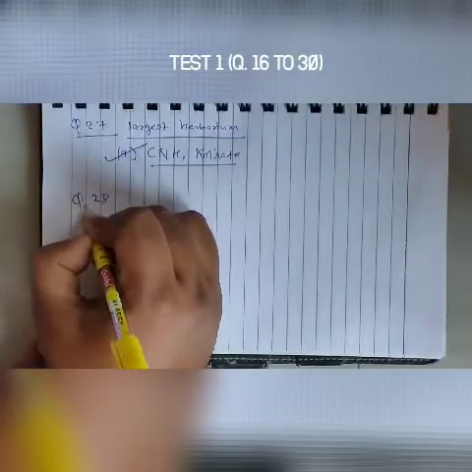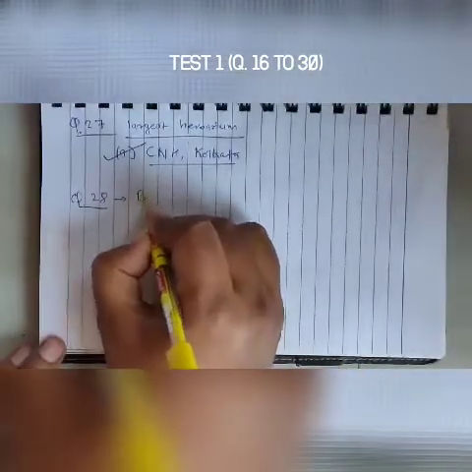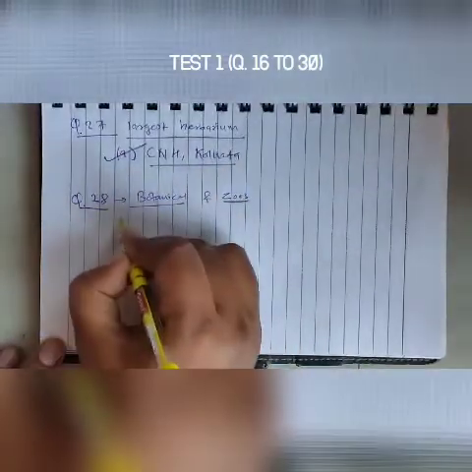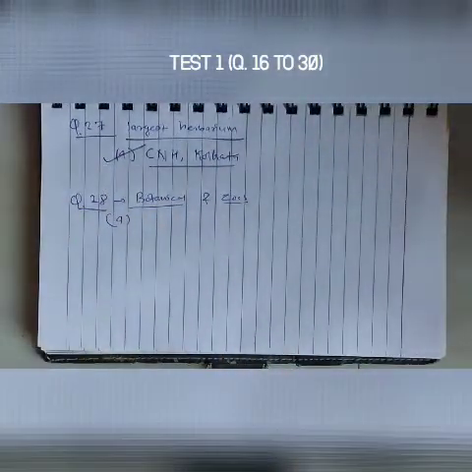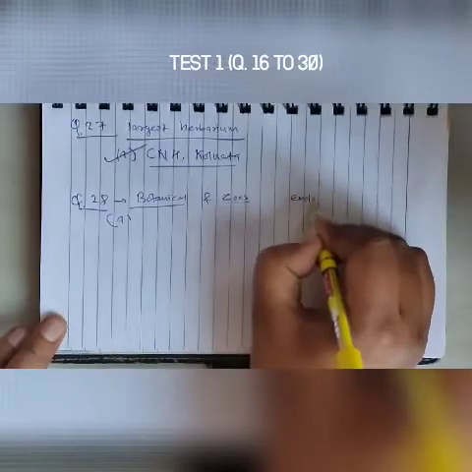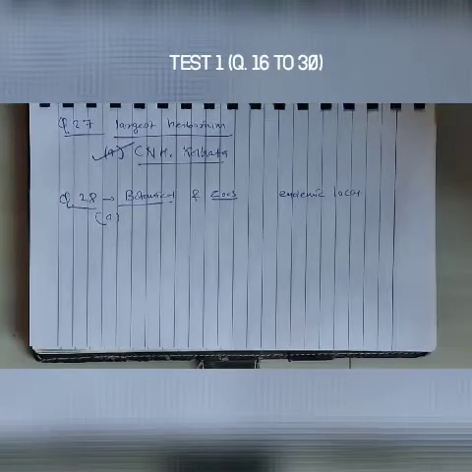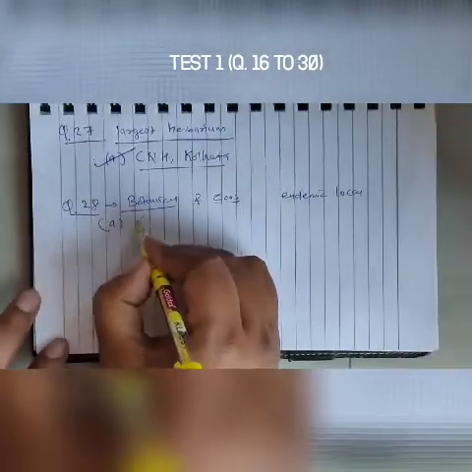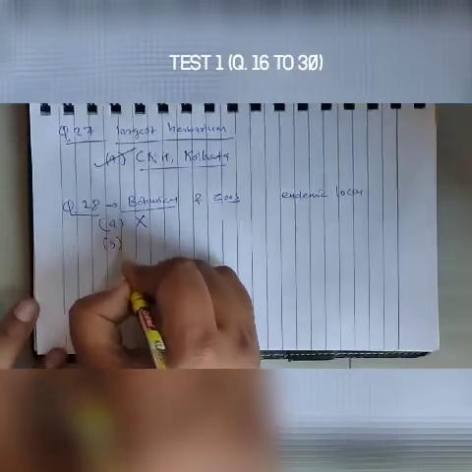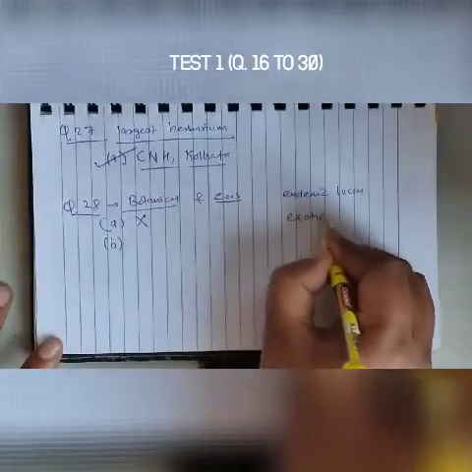Next, question number 28. Botanical gardens and zoological parks have. Now remember, botanical garden and zoological park means zoos. The given options: option A, collection of endemic living species only. Endemic means local, so it is incorrect. Botanical gardens or zoological parks do not have only local species. Option B is collection of exotic living species only. Exotic means from outside, so it is also incorrect.